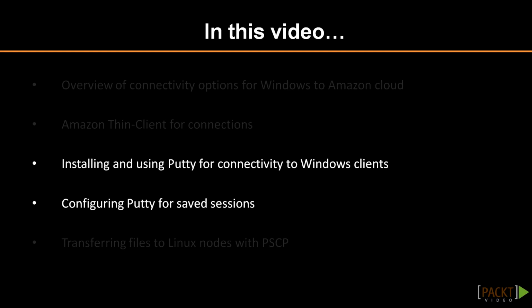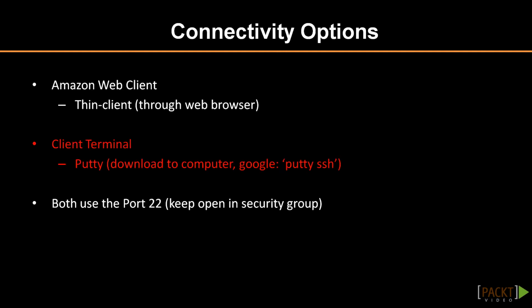In this section, we're going to be talking about installing and using PuTTY for connectivity as the Windows client, which is our preferred method for connecting to Amazon instances. We will also show you how to configure PuTTY for saved sessions. So before we get started, make sure you have PuTTY installed on your client system. You can download PuTTY directly from the web. To download PuTTY, just go to Google and type in PuTTY SSH to go to the PuTTY homepage for download.